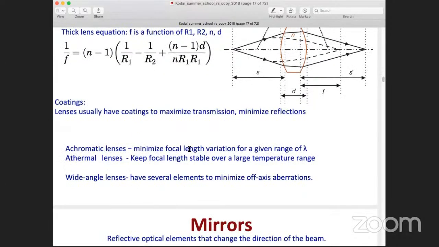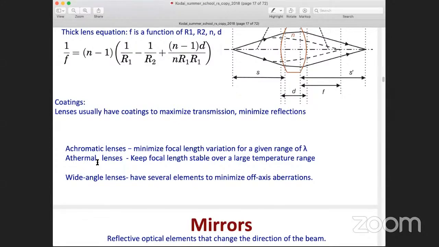Achromatic lenses minimize the focal length variation over a given range of lambda. When the input beam has a large range of wavelengths, if you have a singlet lens, you may have different wavelengths coming to focus at different positions. But if you have achromatic lenses, which compensate for the different wavelengths, you bring a given range of wavelengths to almost the same focal point.